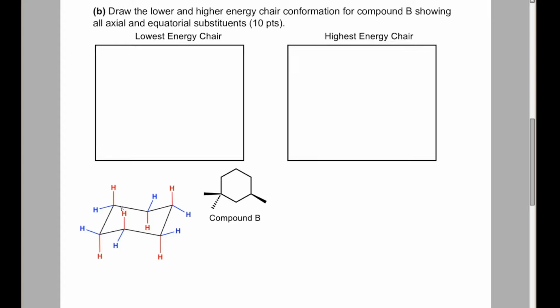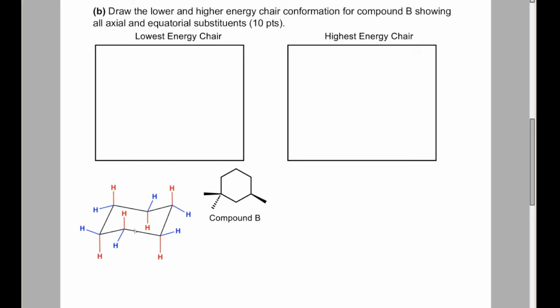And just to note, wedge substituents will either be up or up and out. So like this is up, and then this one is an example of up and out. On the other hand, dash substituents will either be down or down and out. So this would be a dash substituent. This would also be a dash substituent.